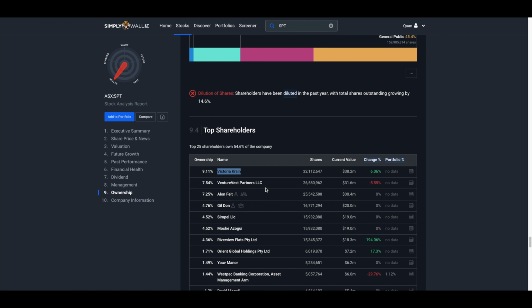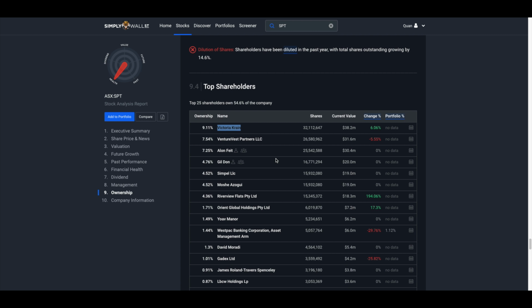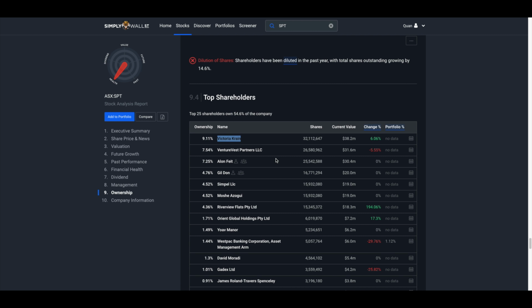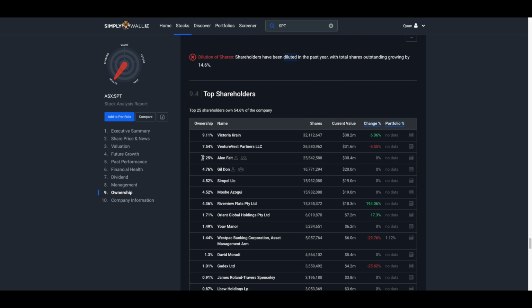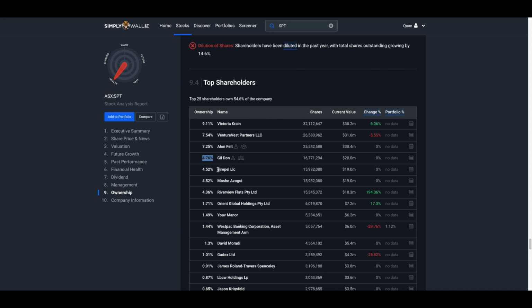Now, it seems like the ownership structure is a little bit convoluted. You have Victoria Crane and her family fund business, if you will, Venture Vest Partners. They own almost 16% of the company. That's massive. And the co-founders only own about 11%. That's a big issue in my opinion.